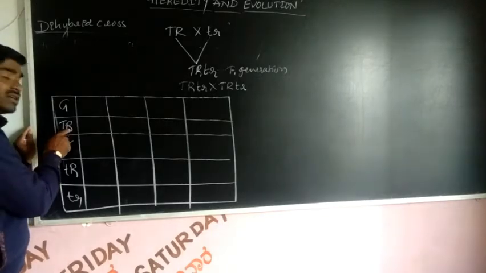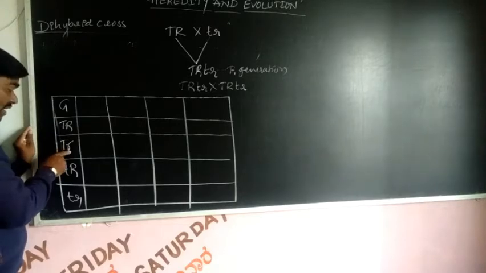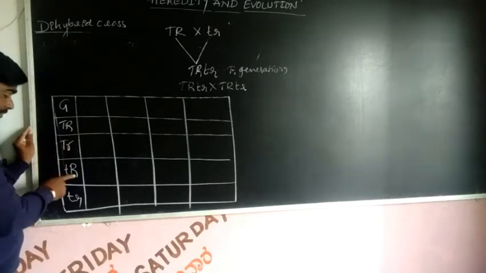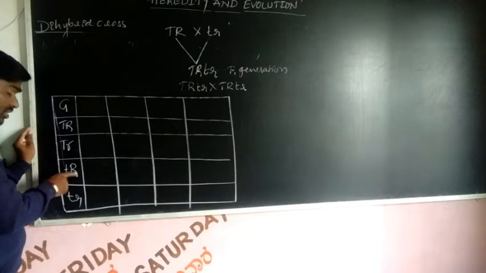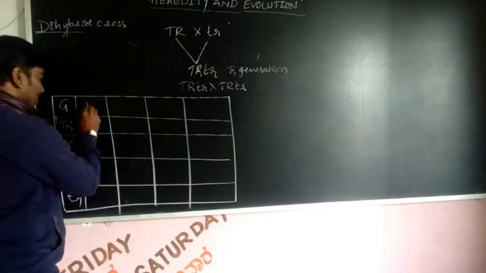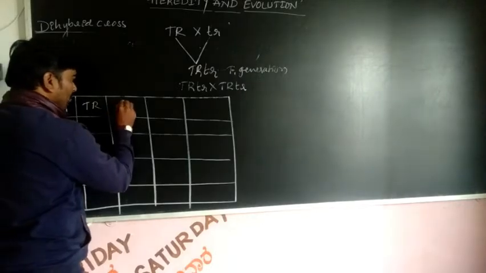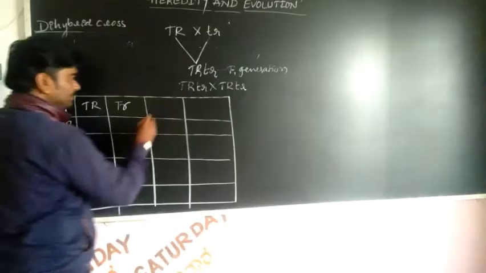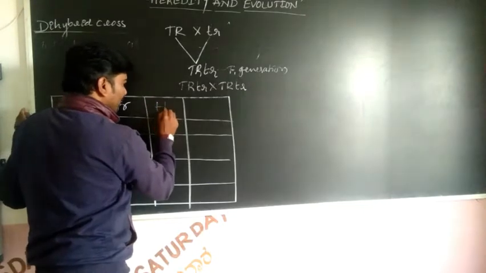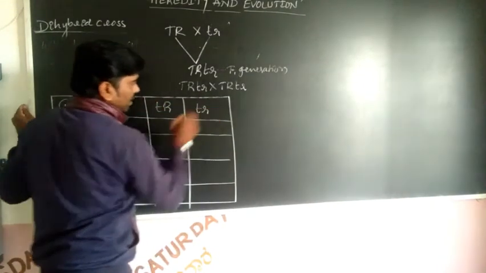It is nothing but a red flower with a tall plant. It is a white flower with a tall plant. It is a red flower with a dwarf plant. It is a white flower with a dwarf plant. Is it clear? So here also: red flower with tall plant, white flower with tall plant, red flower with dwarf plant, white flower with dwarf plant.